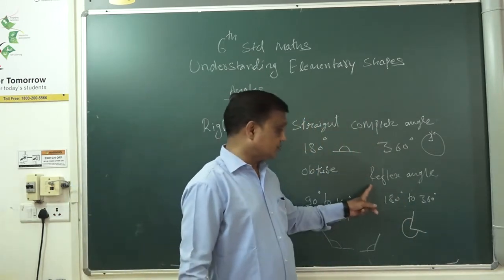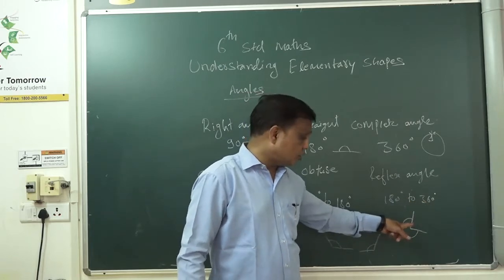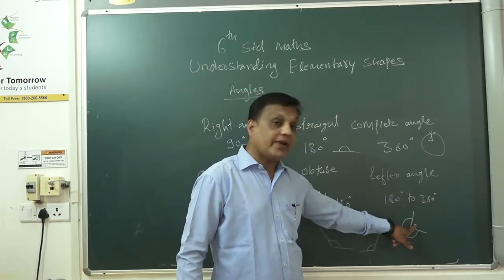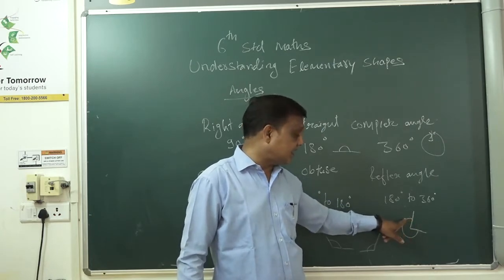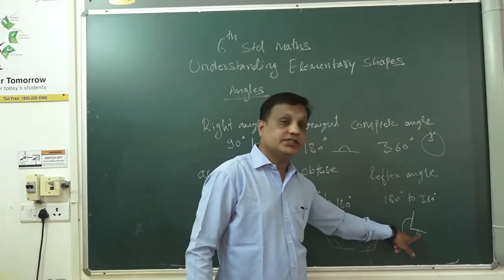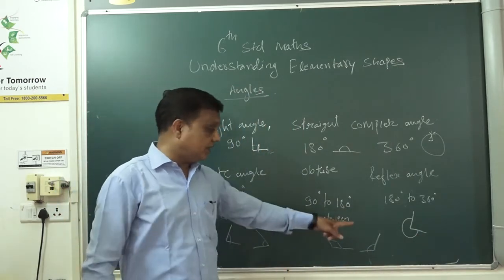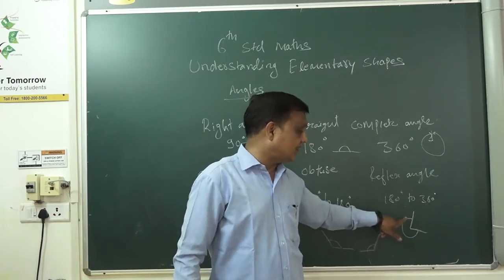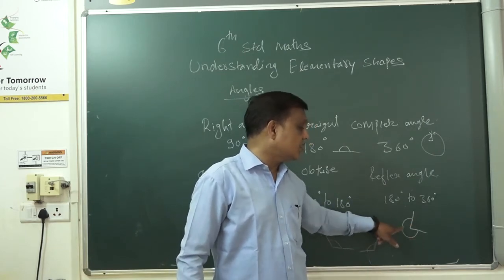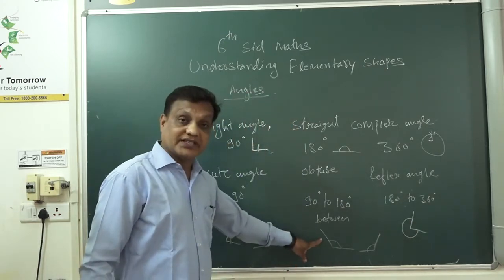Reflex angle is between 180 degree to 360 degree. If you see inside, it becomes an acute angle. So how to indicate a reflex angle? The reflex angle is indicated from the outside. Any angle shown from the outside with this type of symbol is called a reflex angle. It means this angle is more than 180 degree and less than 360 degree. Here also you can show a reflex angle.